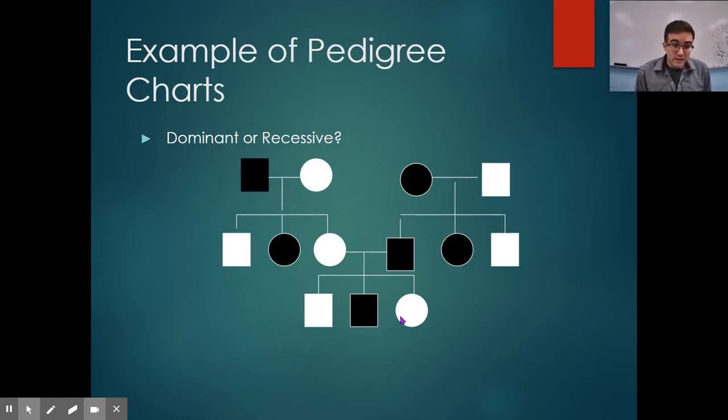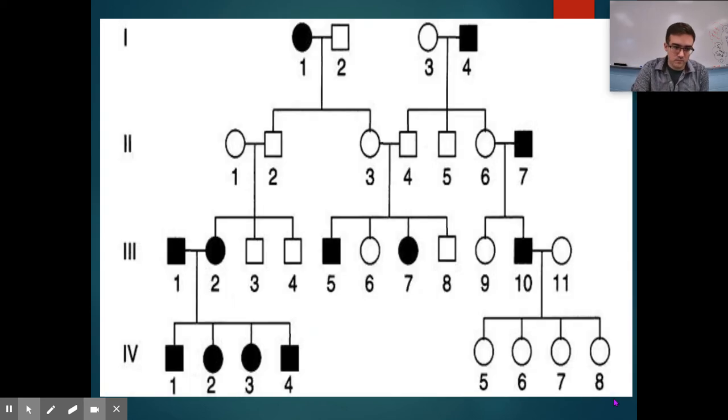Is this trait dominant or recessive? Well, we look, parents have it, kids have it, this couple married and their kids have it. So we see it appear in every generation. This is a dominant trait. What about this next trait, is it dominant or recessive?